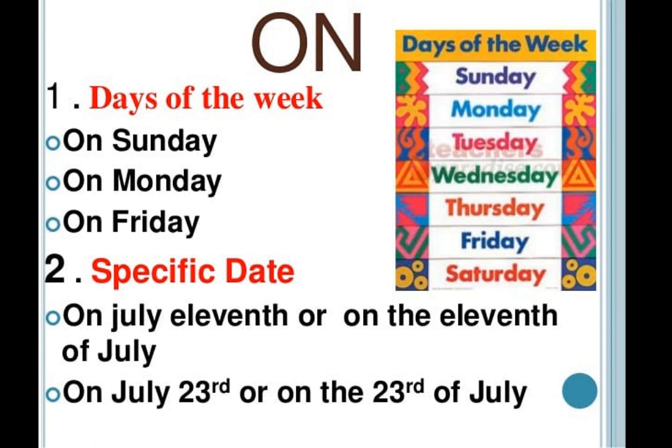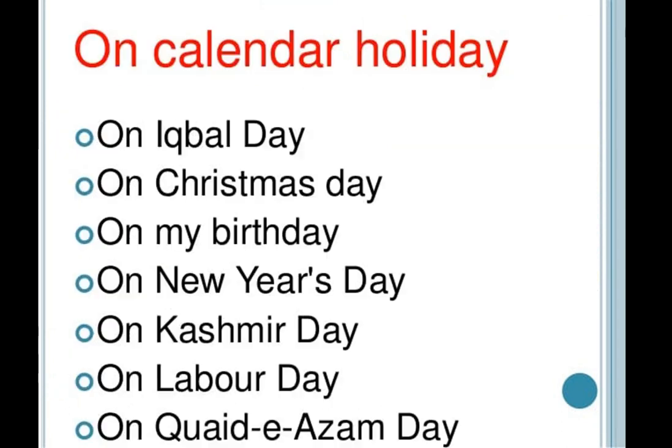Specific date. If there is a specific date, then you are going to use on July 11th or on the 11th of July. You are specifying the date and the month, right? On July 23rd or on the 23rd of July, right? So when you are specifying the date and the time, you are going to use on. When you are talking about the days of the week, you are going to use on.